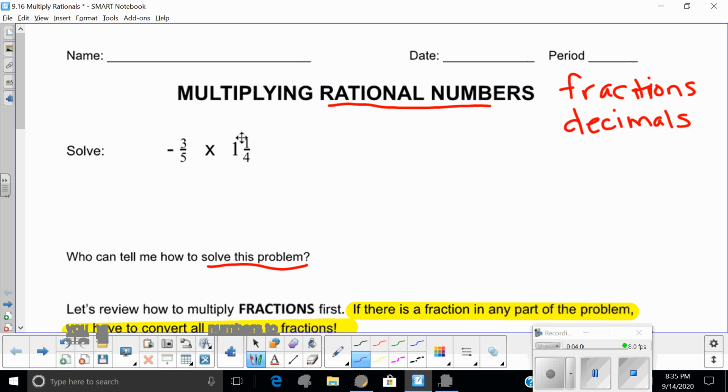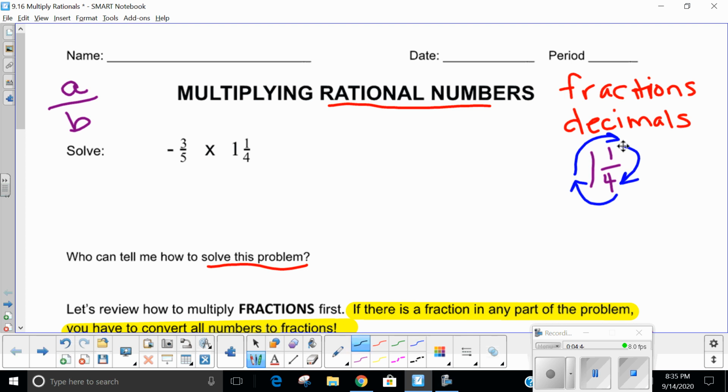We want both of these numbers to look like a fraction in the form A over B. We want it to look like a traditional fraction. Well, this looks like a traditional fraction. This one does not. So what we need to do is convert this. So 1 1/4. We need to convert this using the circle method that we learned day before yesterday. And we're going to say, all right, we're going to come around this way, and then we're going to come around this way and pick up the top number. Then we're going to come all the way back down, and we're going to end at the denominator.